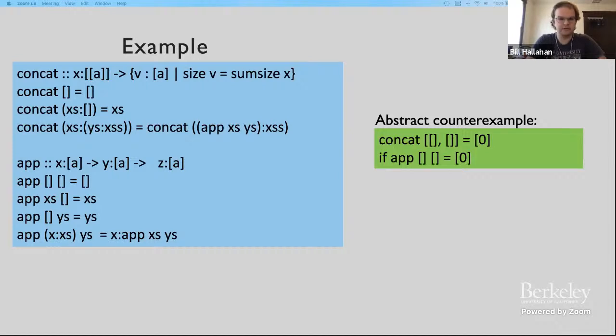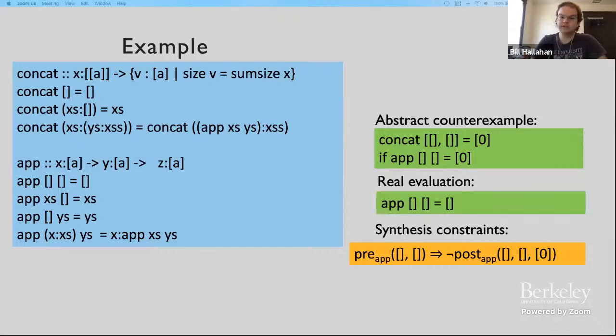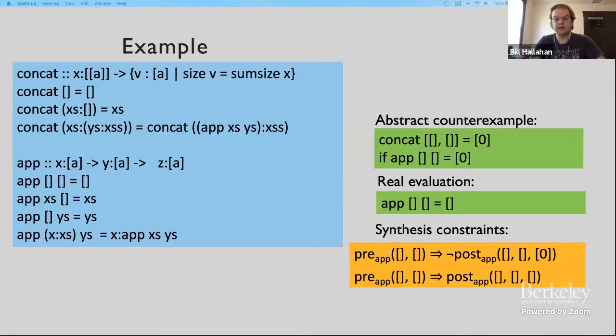And from this abstract counterexample, we can form a constraint that must hold on the specification for app. It must tell us that if the 2 inputs to app are both empty lists, then the post condition of app cannot allow the output to be a list with 0 in it. And we can actually just run app on 2 empty lists and see what it does. It gives us an empty list. And so this gives us another synthesis constraint telling us something that the specification for app must satisfy. It must allow an empty list to be returned.